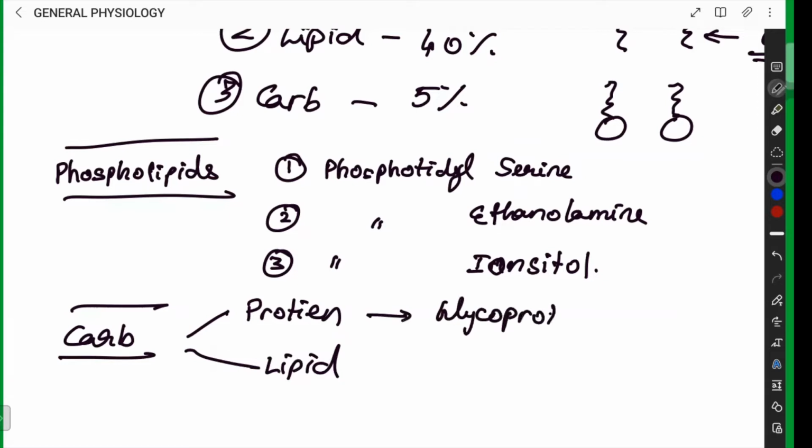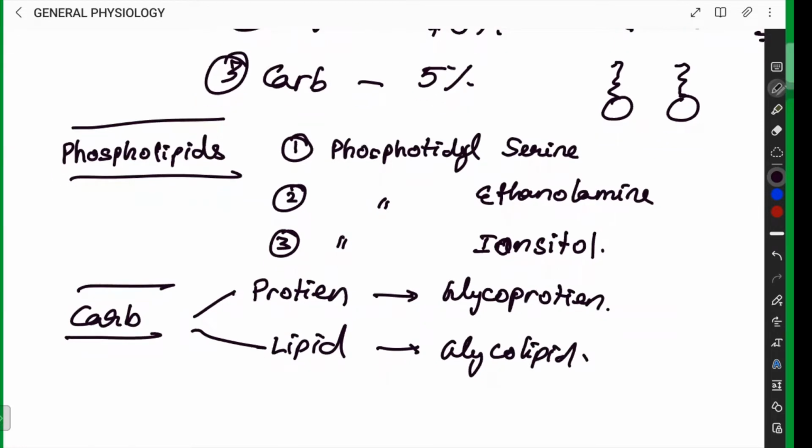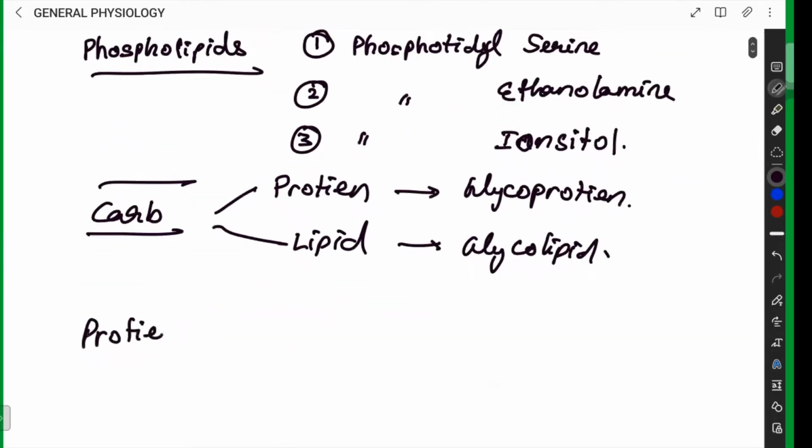With protein, you're going to call it a glycoprotein. With lipid, you're going to call it a glycolipid. Clear? Now coming towards your protein. Last and final, we are going to move towards the protein.